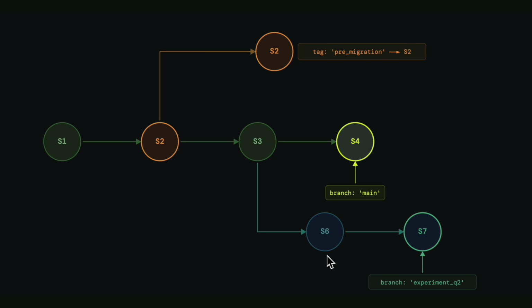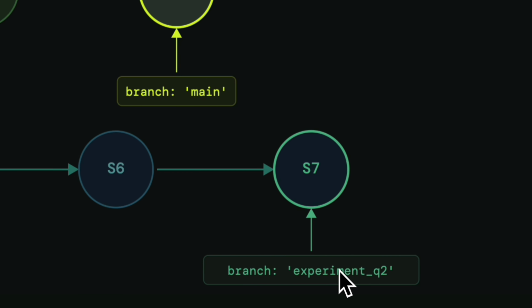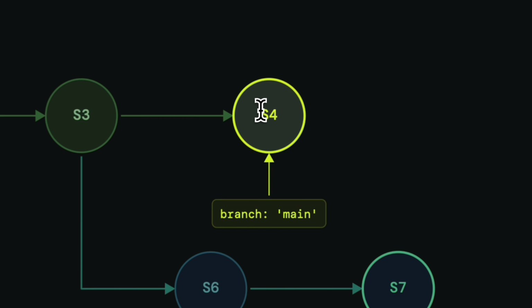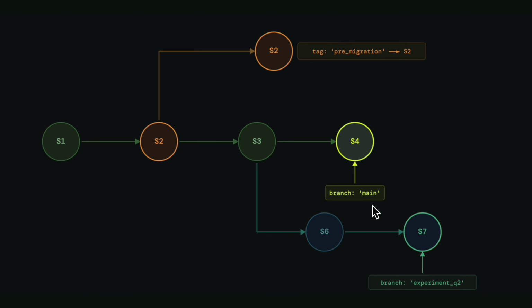A branch is a mutable named pointer. You can write to it, inserts, updates, deletes, they all go to the branch and the main table stays completely untouched. When your experiment is done, you can promote the branch to main or just drop it and walk away with zero impact. Let's create a tag first.